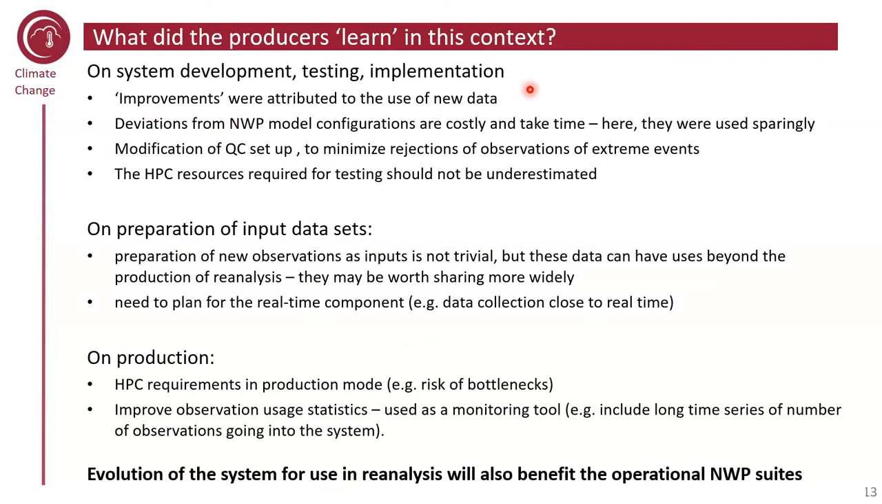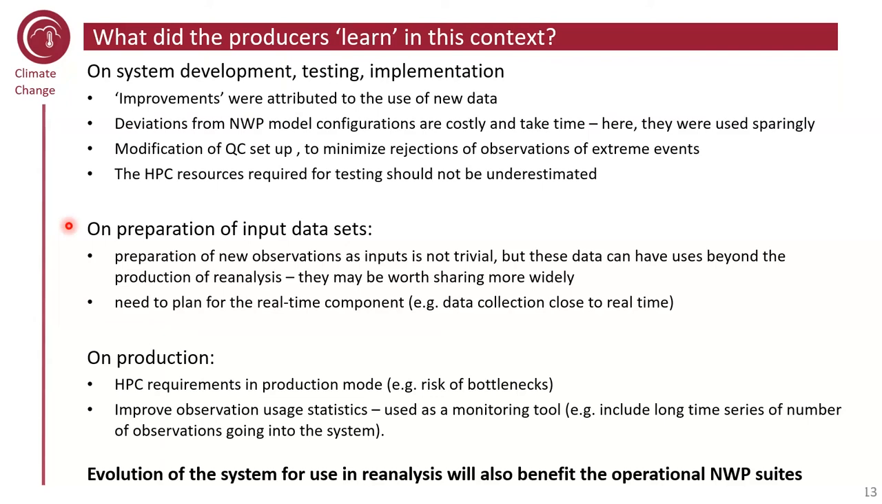They tried to deviate from the NWP model configurations. As I said, they were using versions of the model that had been used in NWP for a while, and they valued very much the use in operations prior to the deployment for reanalysis, because they found that the testing that comes with use in operations was invaluable. But any modifications they had to make took time and were costly in HPC as well as human cost. And this is why they used these sparingly.